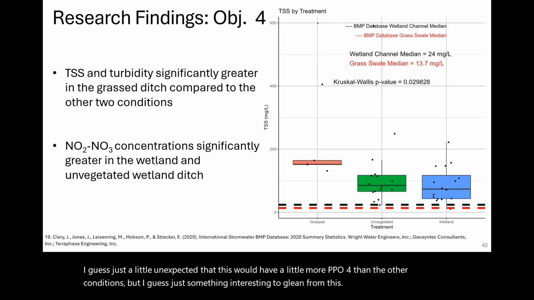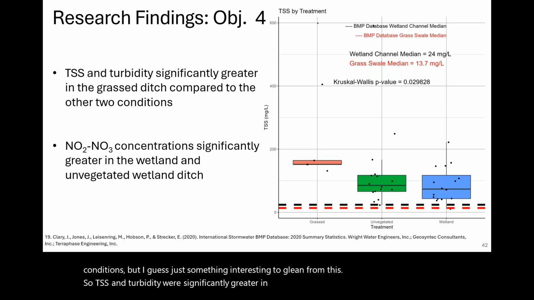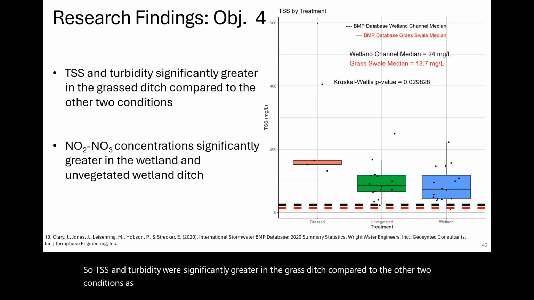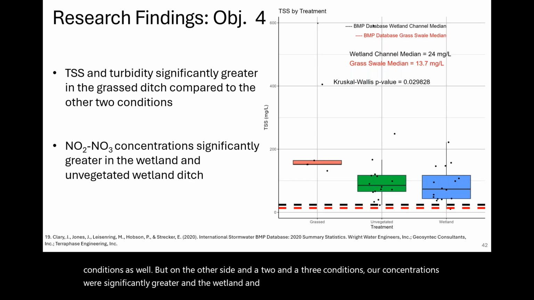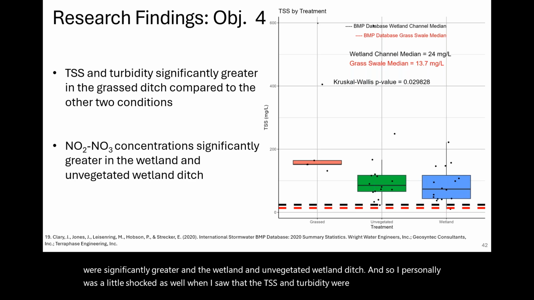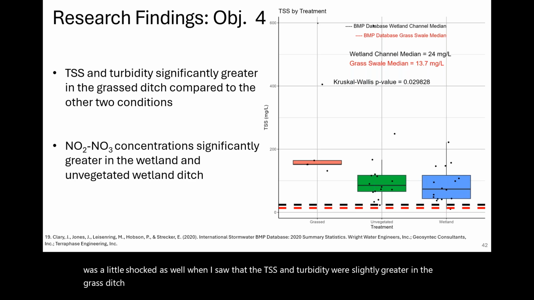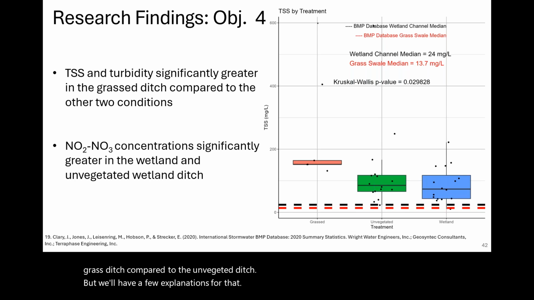TSS and turbidity were significantly greater in the grass ditch compared to the other two conditions as well. But on the other side, NO2 and NO3 concentrations were significantly greater in the wetland and unvegetated wetland ditch. I personally was a little shocked when I saw that the TSS and turbidity were slightly greater in the grass ditch compared to the unvegetated ditch. But we'll have a few explanations for that in our conclusions.